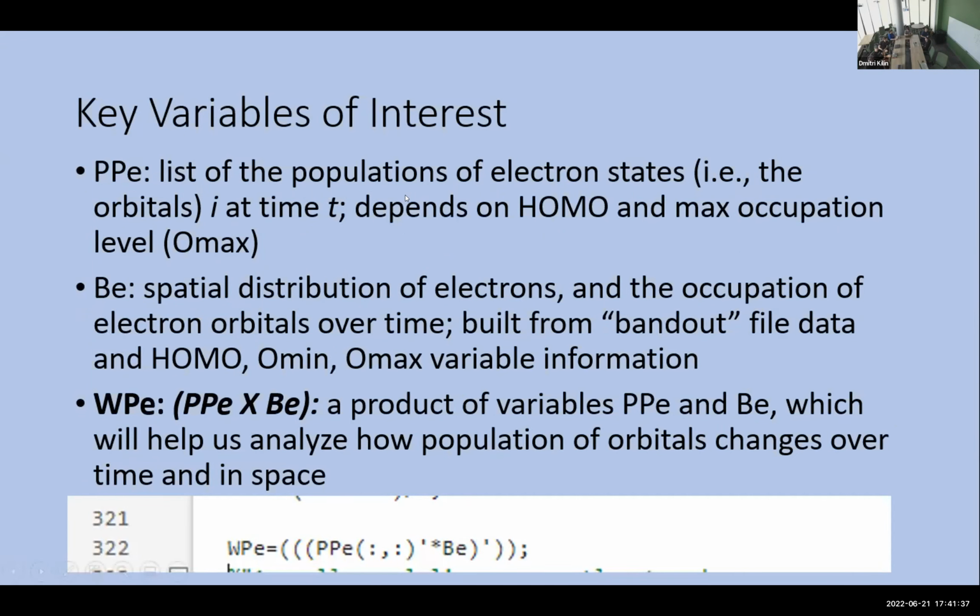So in the MATLAB script, there are three big variables that help look at the populations and how they change over time. One is PPE, as it's called in the script. It's a list of the population of electron states at some position at some time. This in the script ends up depending on your HOMO and your max occupation level. There's PE, a spatial distribution of the electrons, and this comes out of your band out file. And then WPE is a product of these two variables, which are matrices. And this ends up helping us analyze how the orbitals change over time.